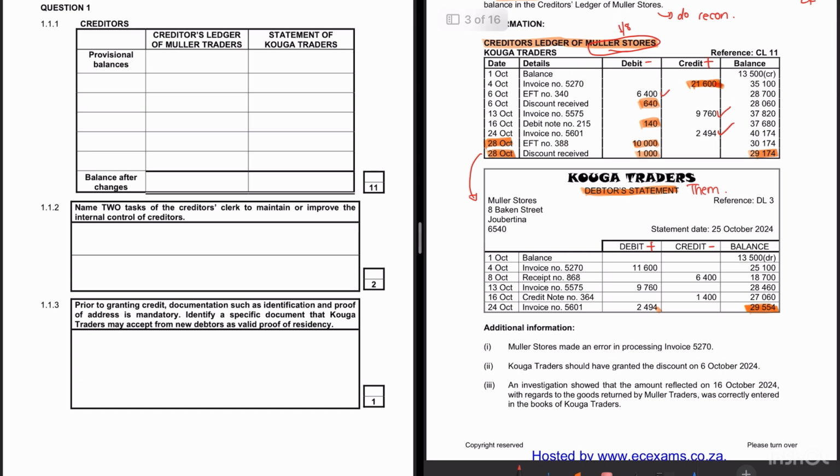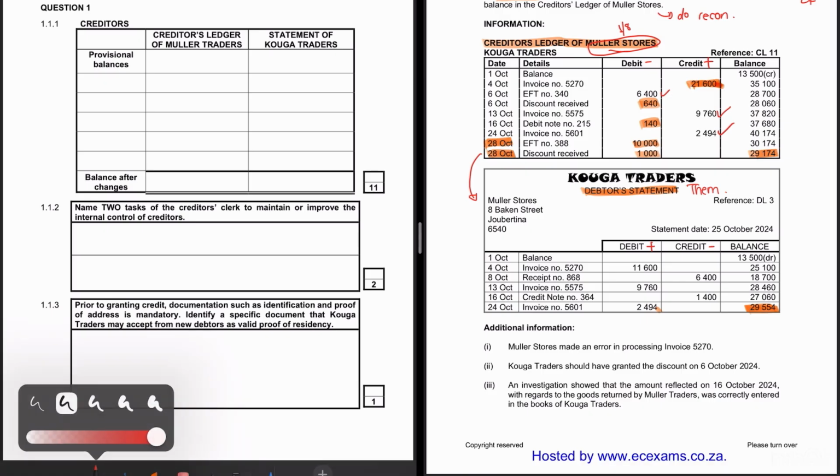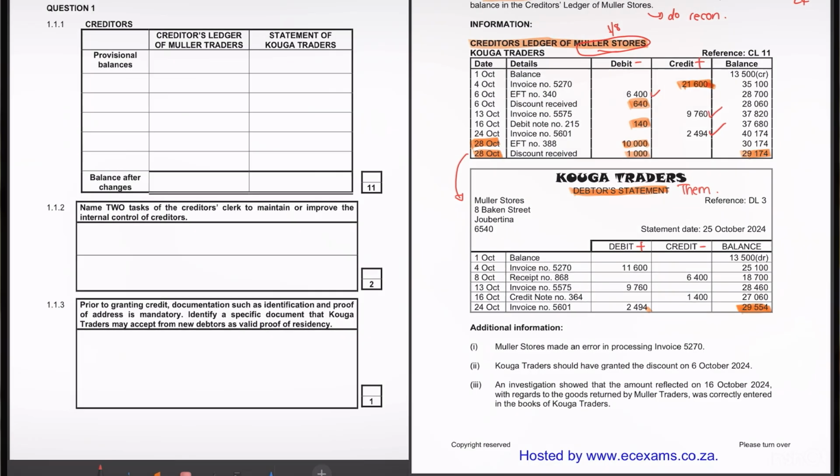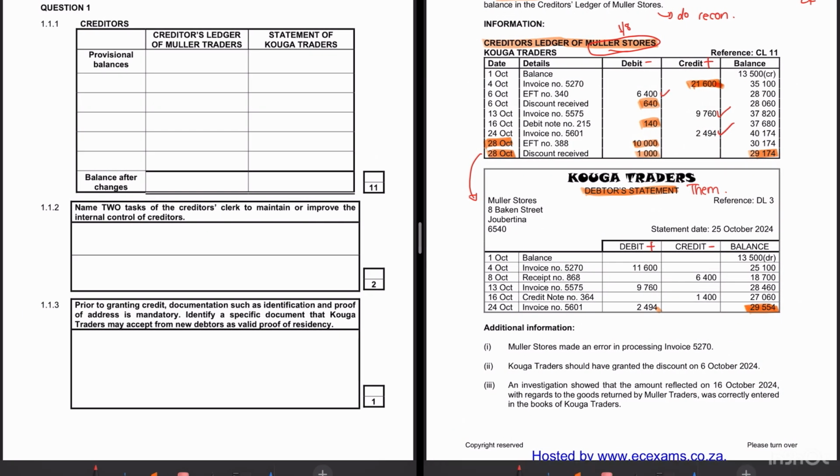Okay, so we want to move on to question 1. We're given creditors' provisional balances. So we're going to start with our totals. So we've got our creditors' ledger. We've got our creditors' ledgers of Muller. We're told our total is 29,174. And the statement of Cougar. Here's our statement. We've got a total of 29,554. Perfect.